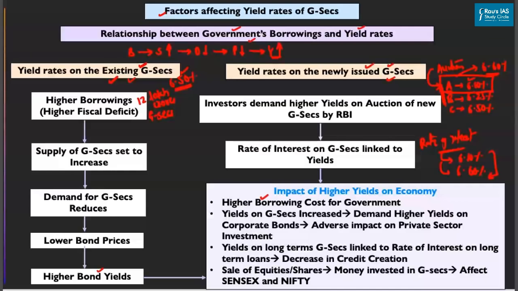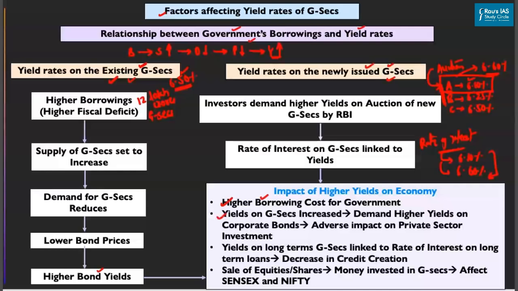That is why the Reserve Bank of India has been desperately trying to bring down the yield rates to below 6%. By bringing it down to below 6%, it is in fact making it easier for the government to borrow at a lower cost. This is the first impact of higher yields on the Indian economy. That is, higher yield would lead to higher borrowing costs for the government.